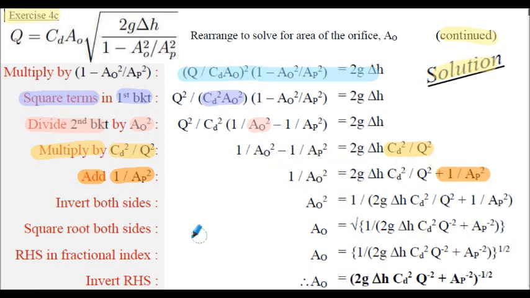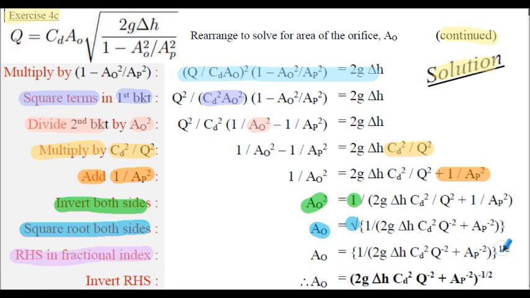We invert both sides of the equation, so turn the left hand side upside down, we have A0 squared. Turn the right hand side upside down here. Then we square root both sides, so square root the left hand side, we have now A0, square root the right hand side. And all that's happened here is the right hand side has been raised to a fractional index instead of the square root sign. We've now rearranged the equation for A0, and I've just shown a different format on the final line for A0. I've just inverted the right hand side, so I've made the index a negative here. So that's the solution for exercise 4c.